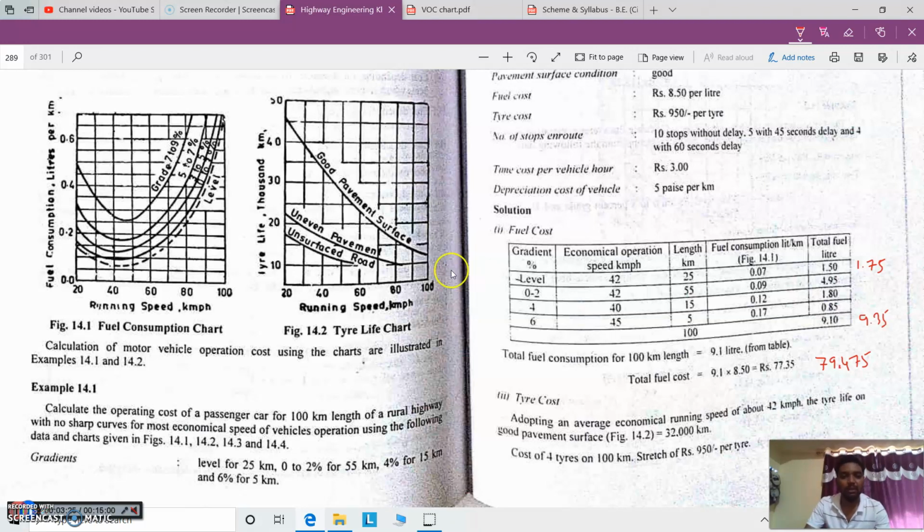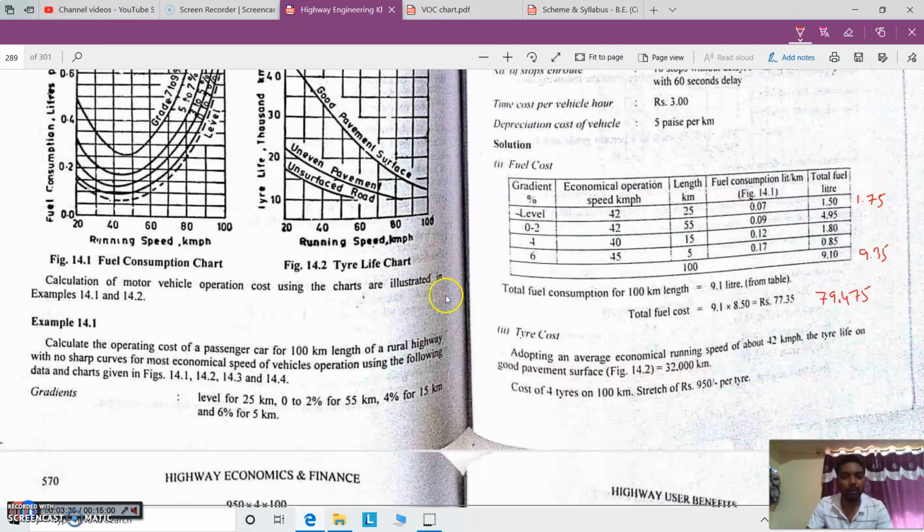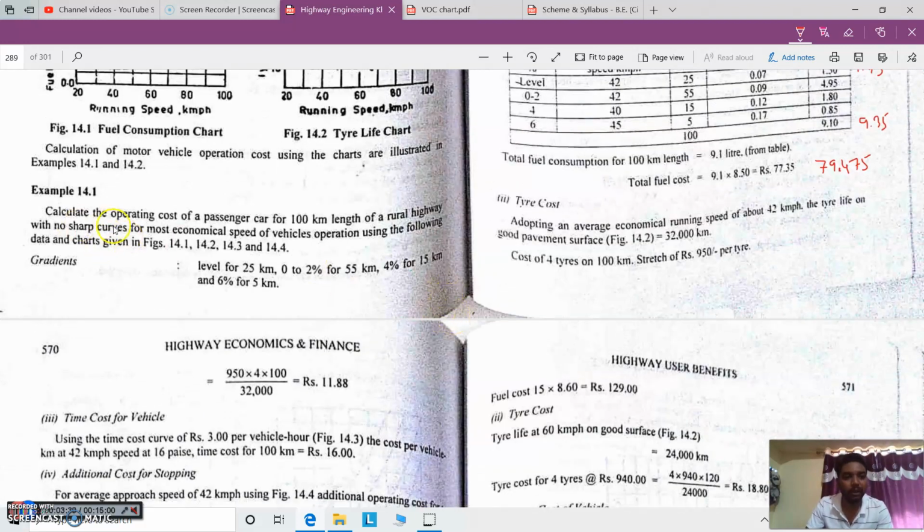Right, and for this the Indian Roads Congress has recommended some charts to calculate these particular values. The problem will be given like this: calculate the operating cost of a passenger car for 100 kilometer length of rural highway, with no sharp curves, for the most economical speed of vehicle operation using the following data. The rural highway is given, which means the pavement is also in good condition.